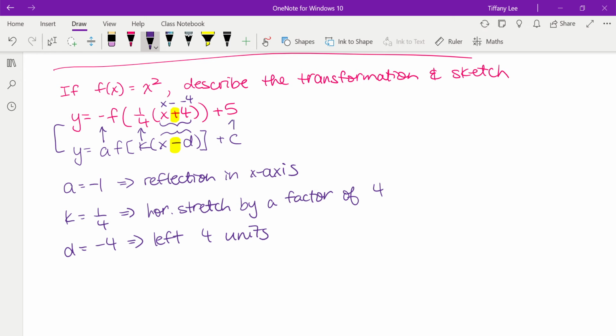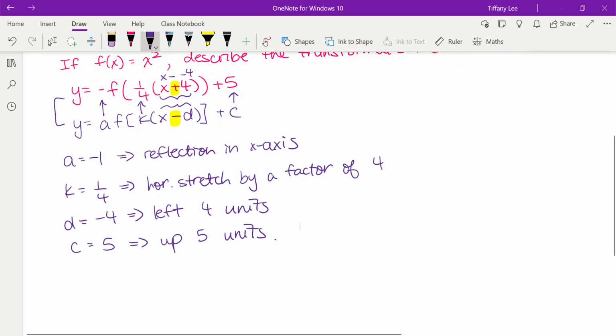And lastly, we have our c value, and c equals positive 5. If it's positive, that means we're going to go up, and that's up 5 units. From here, you could just follow the descriptions of your transformations and sketch out your transformed function. You can definitely do that. Or you can use the mapping rule. So let's take a look at the mapping rule.